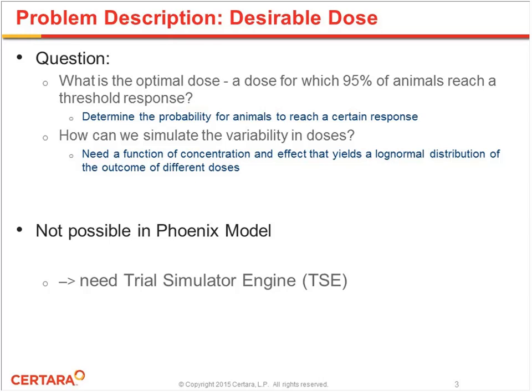We would need a function of the concentration and effect that would yield a log normal distribution of the outcome of different doses. This is something that you cannot do with our modeling tools in Phoenix. So we needed to look out for other tools. And what my colleague Mike suggested here is the Trial Simulator Engine, or TSE for short.